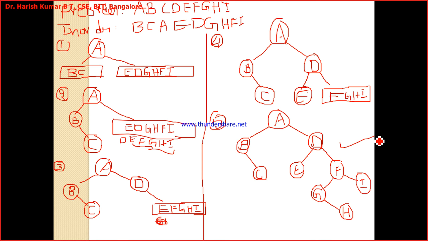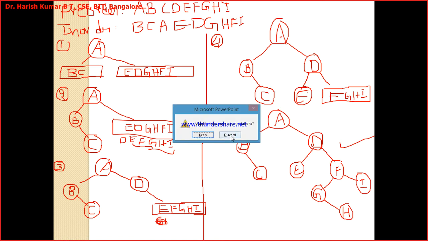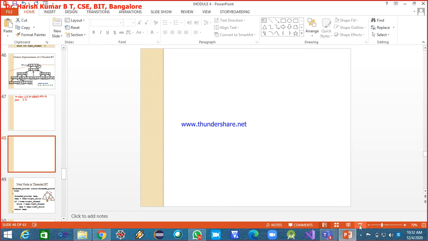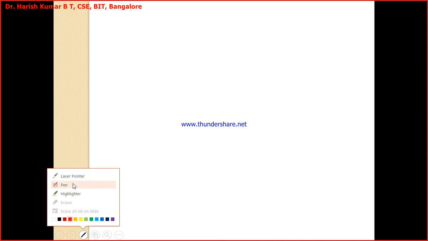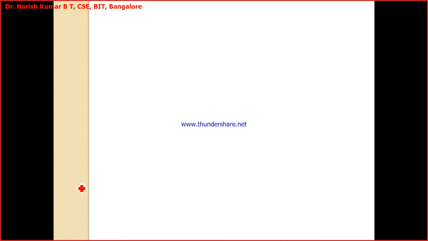Okay. Now, I'll give you one more. Okay, try to solve that by yourself, and you have to tell me the final tree for it. I'm discarding this entire thing right now. Okay, so take this.